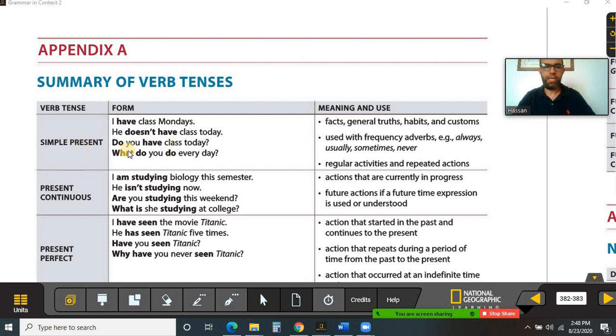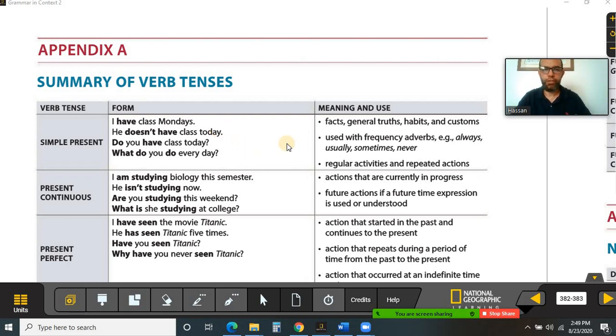As you see here, I have a summary of all verb tenses on this page. Now let's start with the simple present. The form is very simple. With a plural subject, the verb does not change. If it is speak, it's speak. If it is write, it's write. If it is make, it's make.